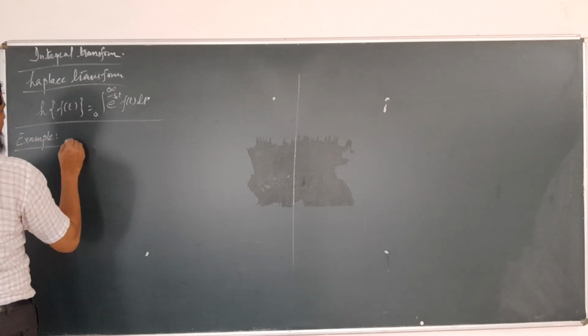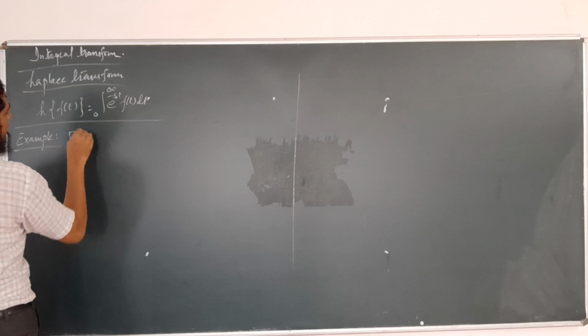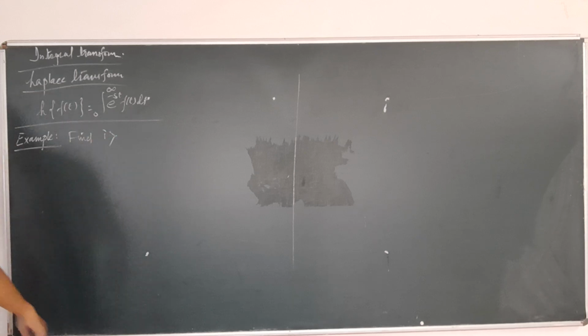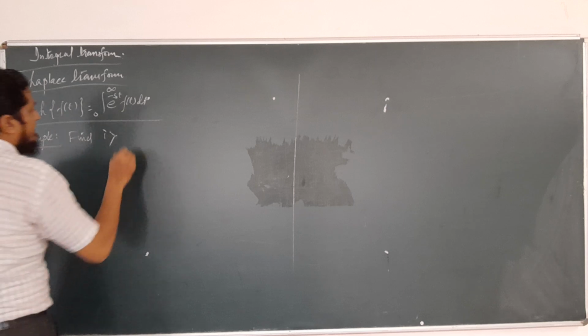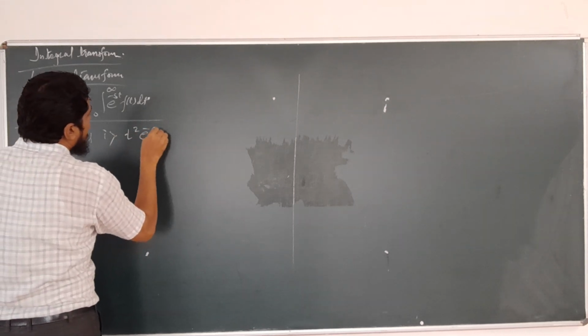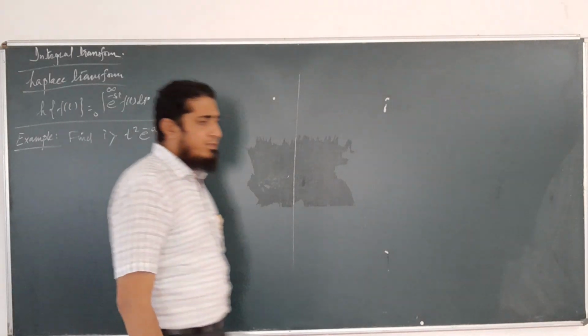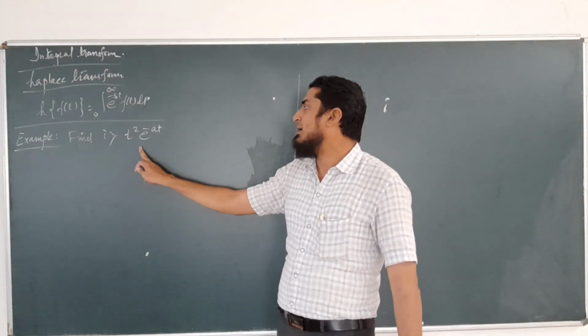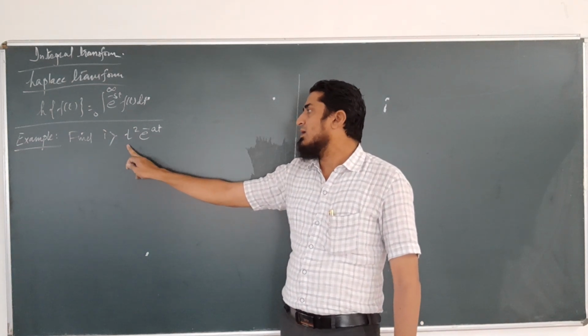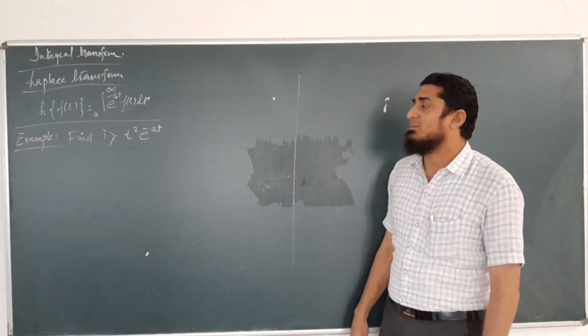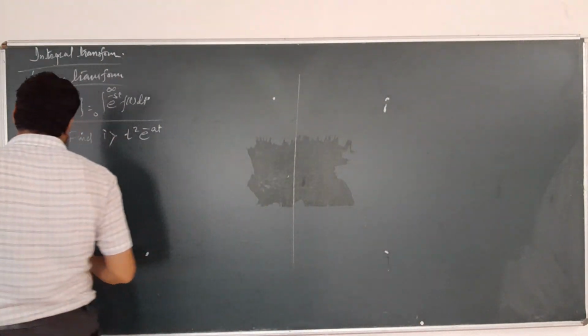An example is given as follows: find the Laplace transform of t square e raised to minus at. We have the function f of t equals t square into e raised to minus at. We have to calculate the Laplace transform of this function.